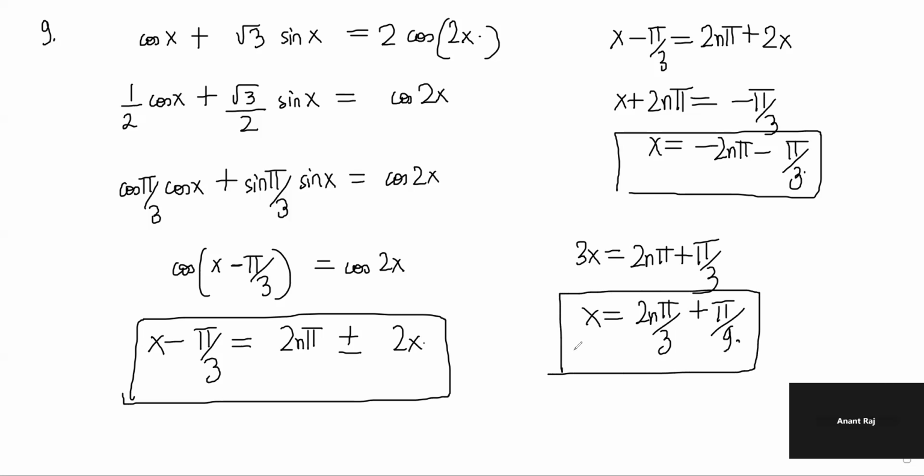Yes. So those are the possible solutions for us. n can be any integer. This will give us an infinite set of solutions. This will also give us an infinite set of solutions. So that is the correct way to do this problem. Is that fine? Yes, sir.